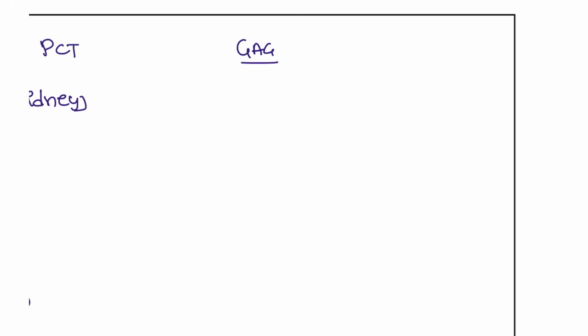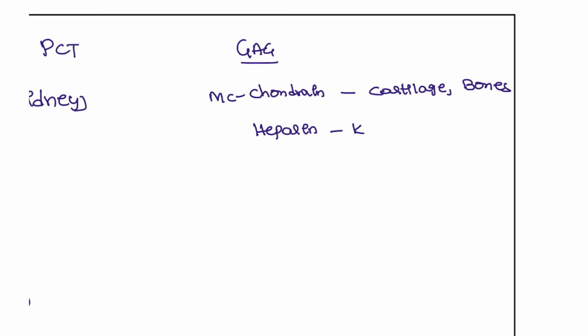glycosaminoglycans. First one, the most common, is the chondroitin sulfate. Okay, chondroitin sulfate. This is present in the cartilage and in the bones. Right. Next, heparan sulfate. Heparan sulfate is present in the kidney. You also have the heparin. This is the anticoagulant. It is formed by the glycosaminoglycans.